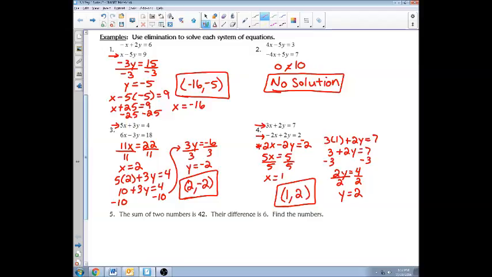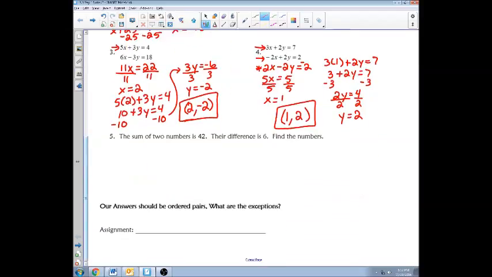On to a sort of a story problem. The sum of two numbers is 42. How can we write that algebraically? I have to use two different variables when I do this because it's two different numbers. So it'd be x plus y equals 42. Their difference is 6. So x minus y would equal 6. Find the two numbers. Well, this is the same thing that we've been doing the entire time.